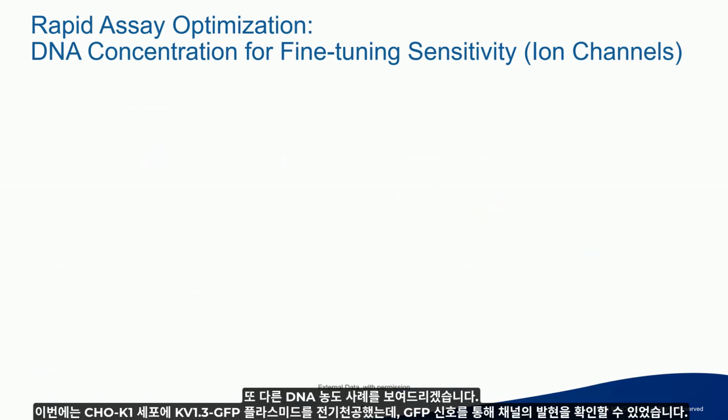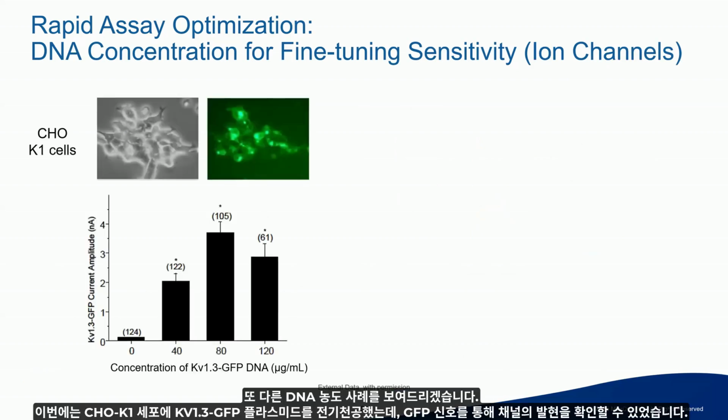Here's another example for DNA concentration with ion channels. In this case, we have CHO-K1 cells, and we transfected them with a plasmid encoding KV1.3-GFP. So this is an ion channel with GFP attached, and you can see that the cells were clearly turned green, which is a good sign.